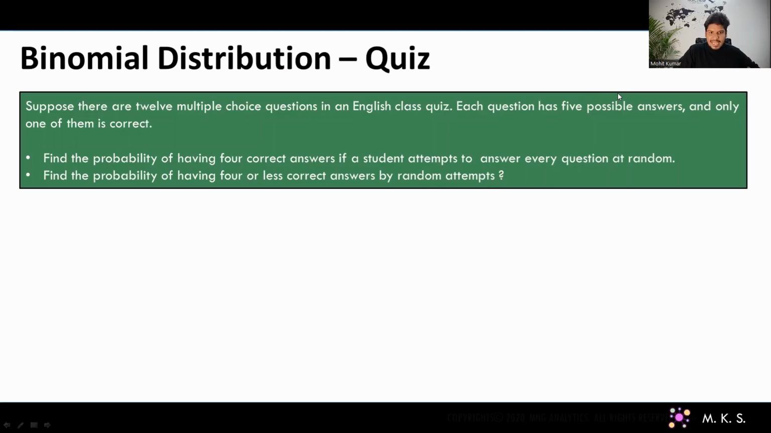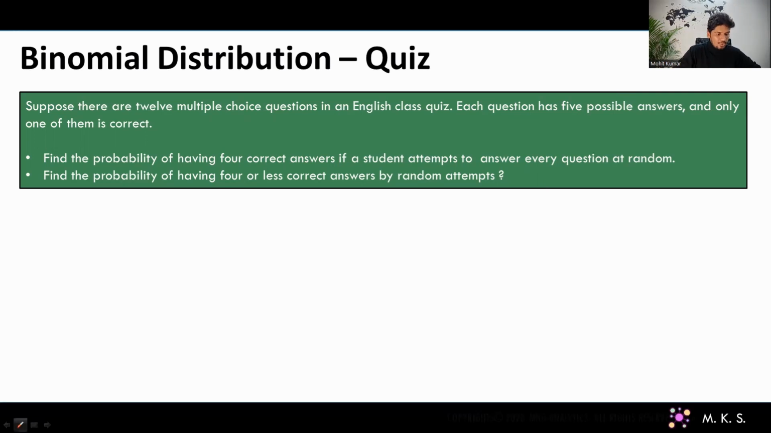So I have a question for you as well, guys. The answer you have to write in the comment section, as always. It's again a practical question. Suppose there are 12 multiple choice questions in a quiz, right? Each question has 5 possible answers and only one of them is correct. So a single option is the correct one out of 12 multiple choice questions. In every multiple choice question, you have only one answer that is correct.